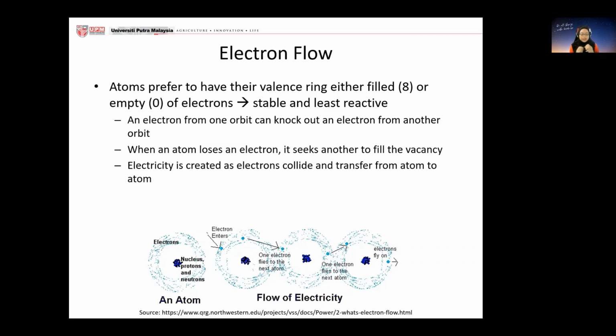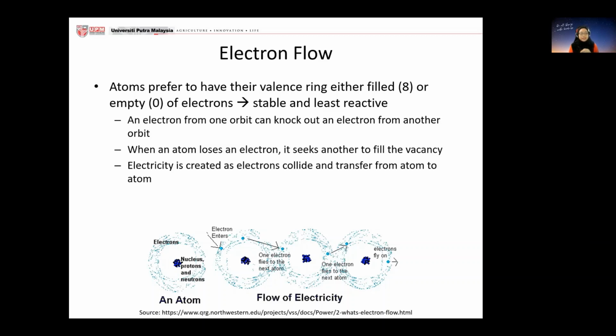Okay? So if you pull all of this information together, we think back about electricity. Electricity is generally a flow of electrons. I highlighted this in our previous lecture, especially during the fuel cell, how fuel cell and PV, basically how the electrons will move and that will generate the electric current. So basically electricity is created as electrons collide and transfer from atom to atom.